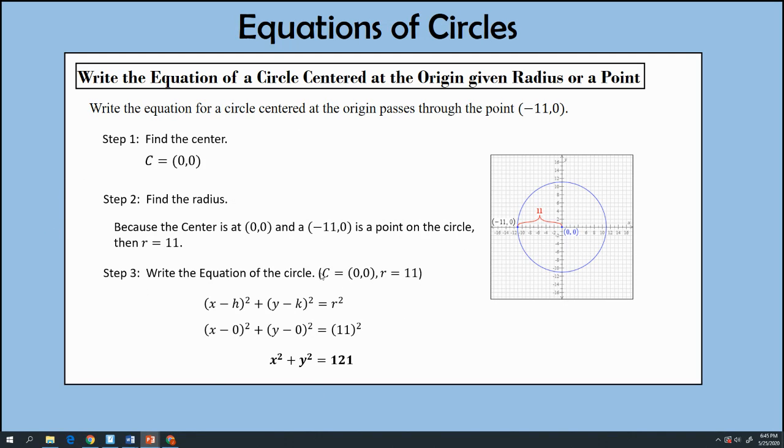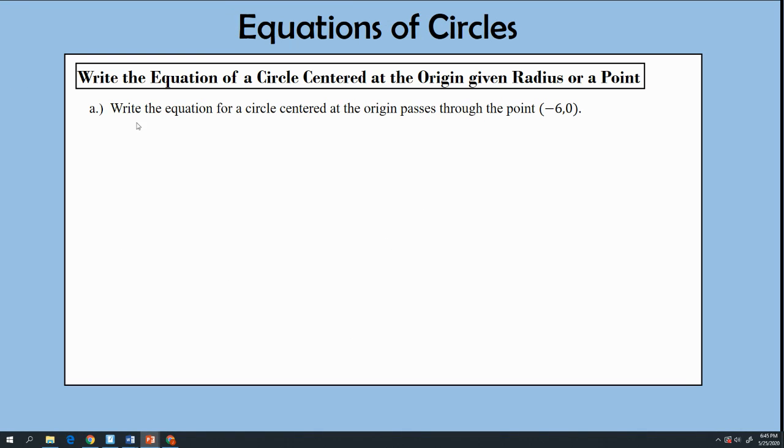Okay, another example of this style question. This one's going to be a two-part question. So the first one is just like the last question. The center is at the origin, and it goes to the point -6, 0. So find the center. That's at 0, 0 because we said it went through the origin. Okay, find the radius. Well, from the center to the point -6, 0, similar to the last question, that's a horizontal distance we can count. The radius is going to be 6.